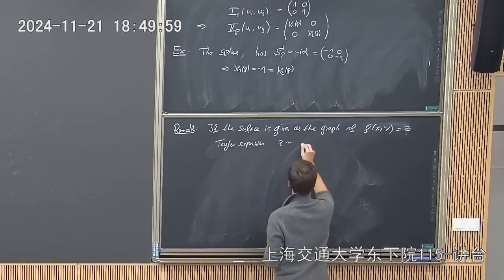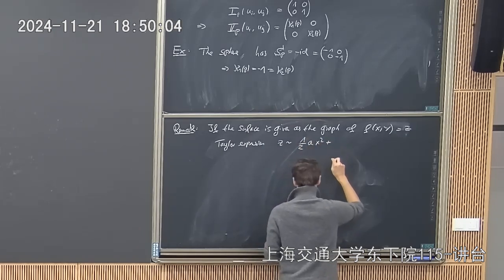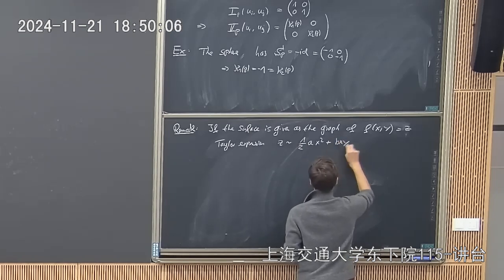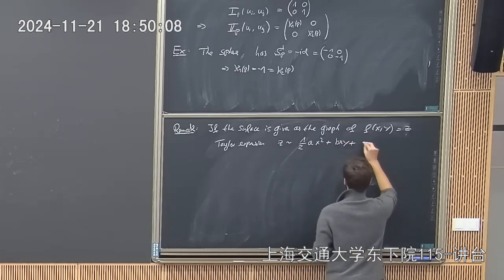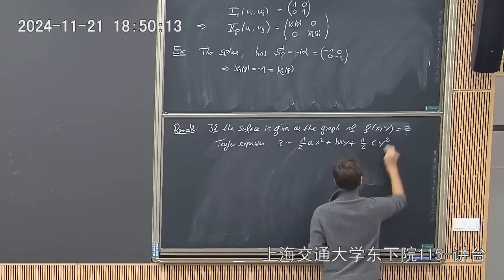is given by 1/2 (a x squared + b x y + 1/2 c y squared).